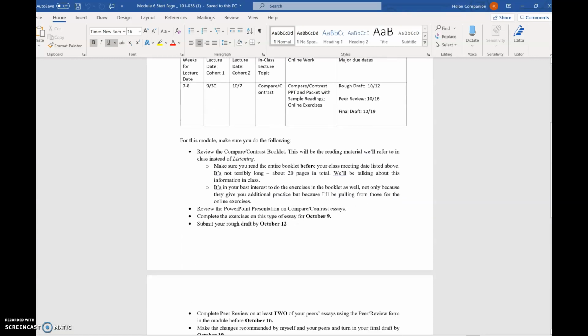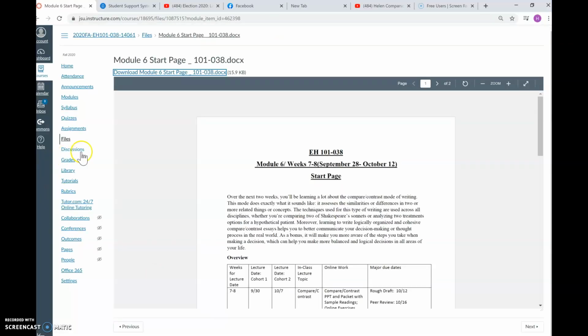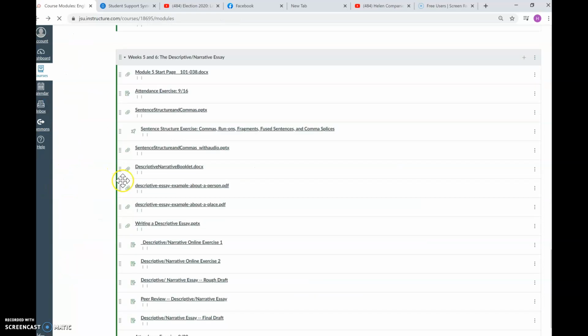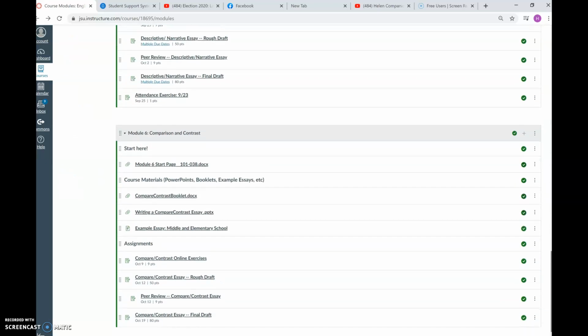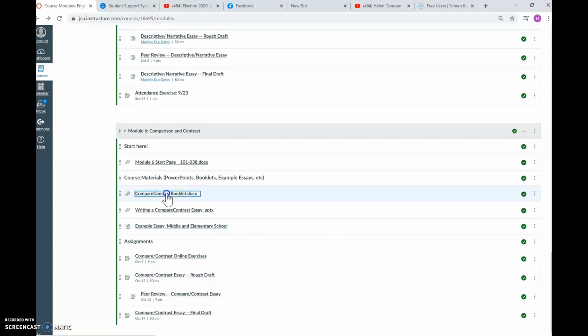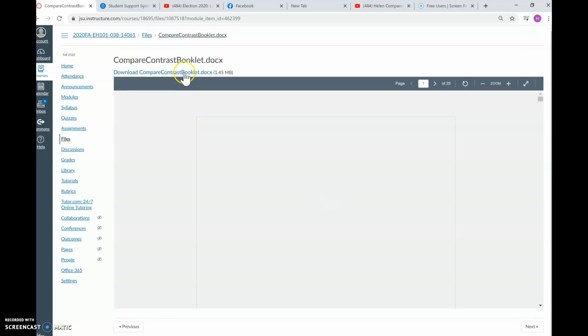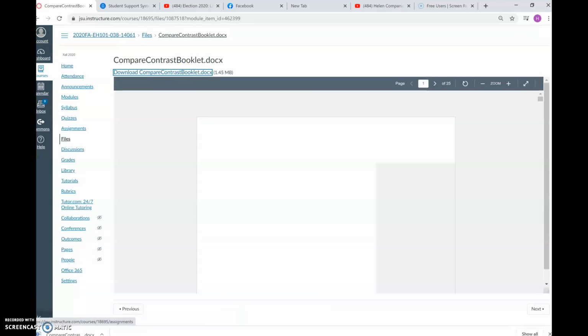So remember to review the compare contrast booklet. Read all of it. It's not long, I think about 25 pages. And it's in your interest to do the exercises in the booklet because those are the same ones that I refer to in the exercises on Canvas. A student told me earlier today that they didn't know how to access the booklet. You can access it right here and just download it. It's just a Word document and it'll pop up.